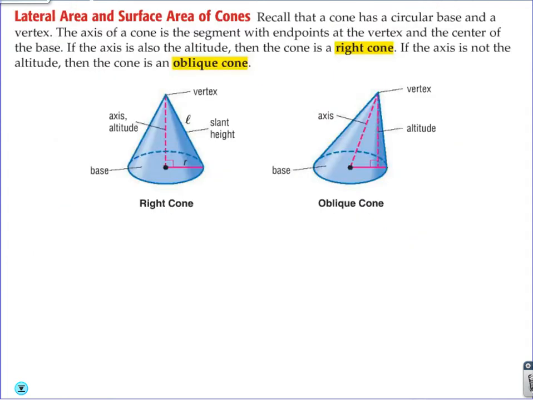Now let's talk about the lateral area and the surface area of cones. We're going to go through and find the lateral area and surface area. We're nearly finished with lateral and surface area of all these different shapes, and then we're going to find the volume of all these different shapes. Cones and spheres are about all we have left. And here you see right versus oblique. Anytime you have oblique, that just means it leans. We'll talk more about oblique cones later.